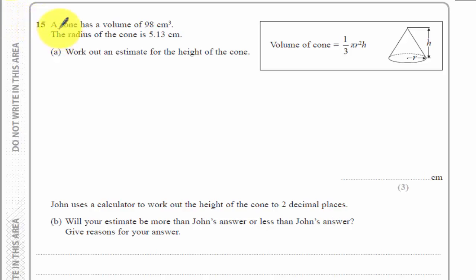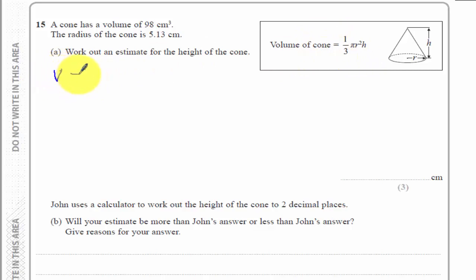Question 15. A cone has a volume of 98 centimeters cubed. The radius of the cone is 5.13 centimeters. Part A, work out an estimate for the height of the cone. Now the formula for the volume of a cone is not one of the 20 you have to know. So you're given the formula here in the question.